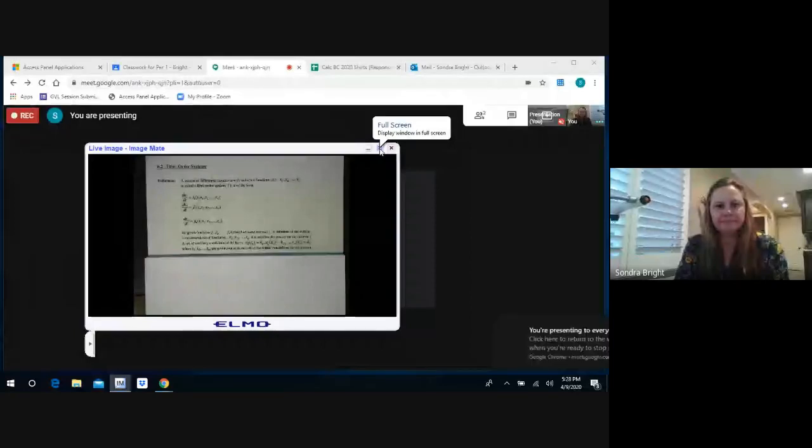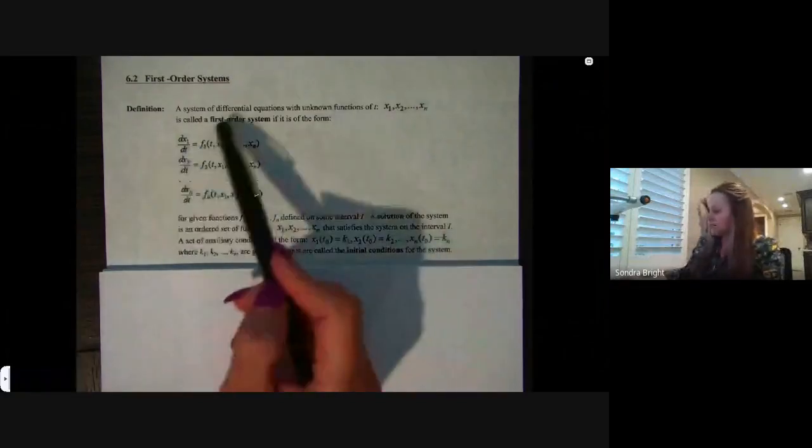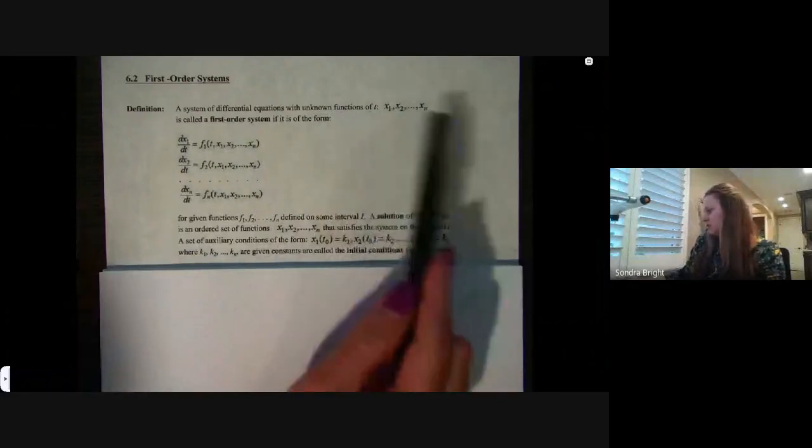All right, section 2 from chapter 6 is first order systems. And I don't feel like writing all this up, so I'll just look at it real quick. What is a first order system? A system of differential equations with unknown functions of t: x1, x2, xn, all of these are functions of t.